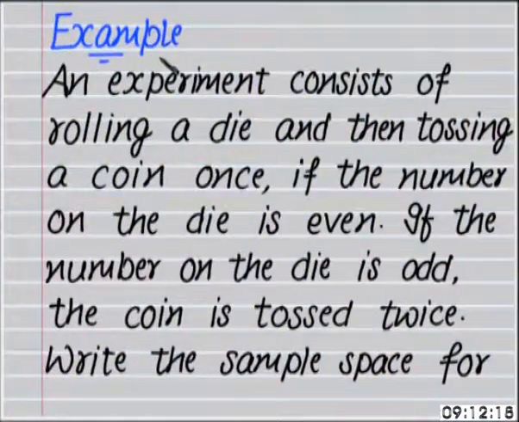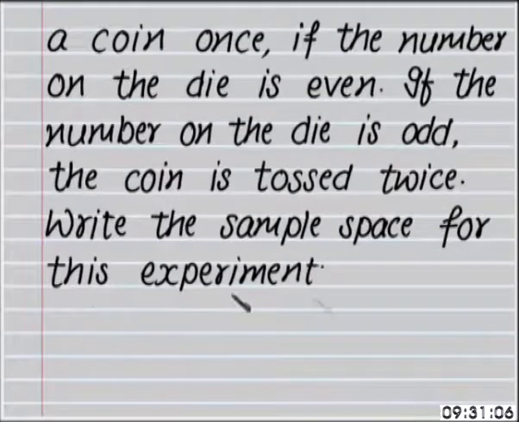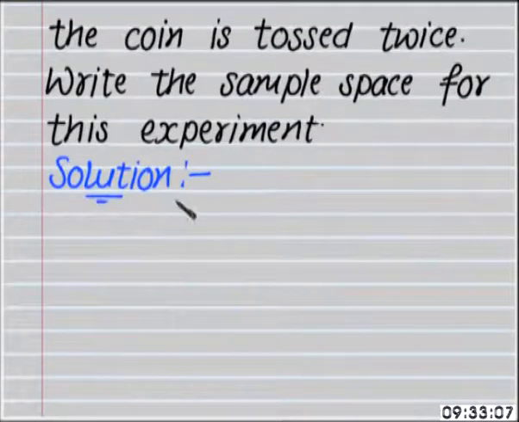Now let's see an example. An experiment consists of rolling a die and then tossing a coin once if the number on the die is even. If the number on the die is odd, the coin is tossed twice. Then write the sample space for this experiment. Now its solution.